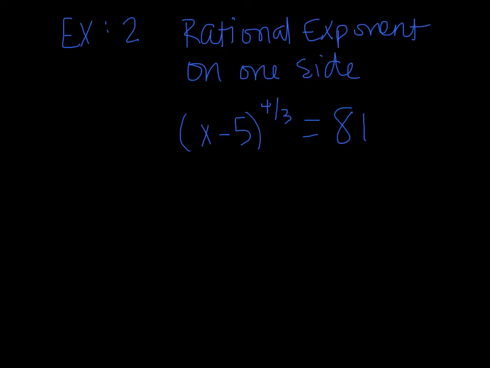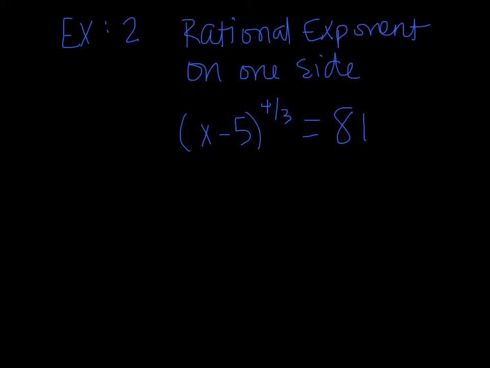All right, this is video number 2 of 6. This is my second example. We're going to solve something that has a rational exponent on one side. Again, my rational exponent is a fraction up in the exponent. In this case, it's the 4/3 that's sitting above the x minus 5.